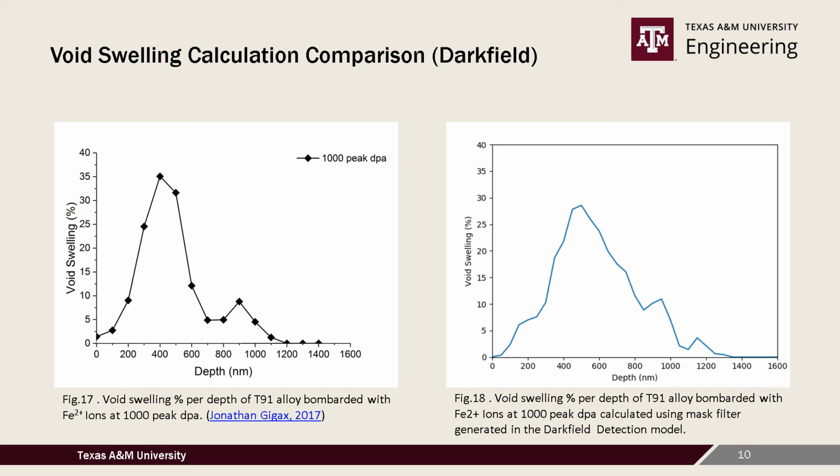Figure 18 is the void swelling per depth that was calculated using the mask filters generated by the dark field detection model. The time it took to produce the mask filters and perform the swelling calculations took approximately 2 minutes, meaning the dark field detection model was 300 times faster and produced similar results. It could also be noted that the resolution of the graph is much greater. If further optimized, the model has potential to be more accurate and save the user orders of magnitude in time.